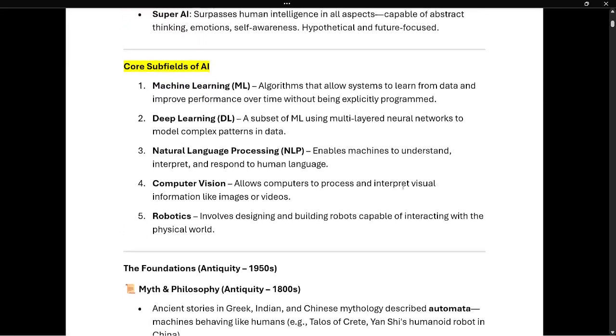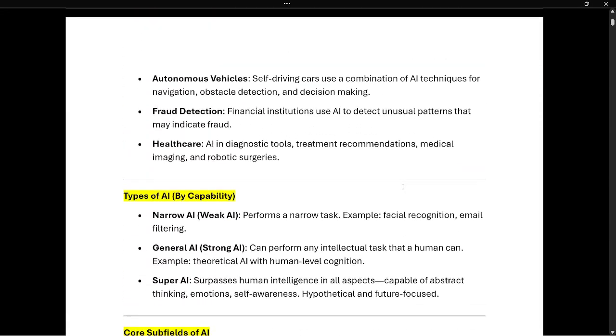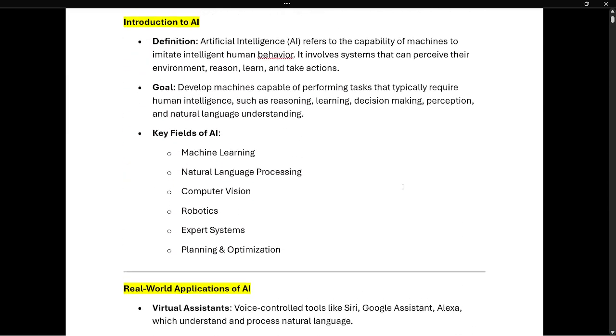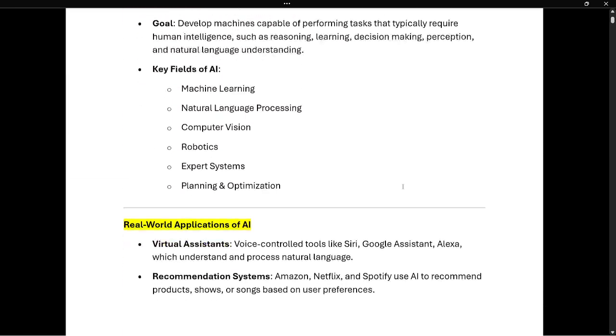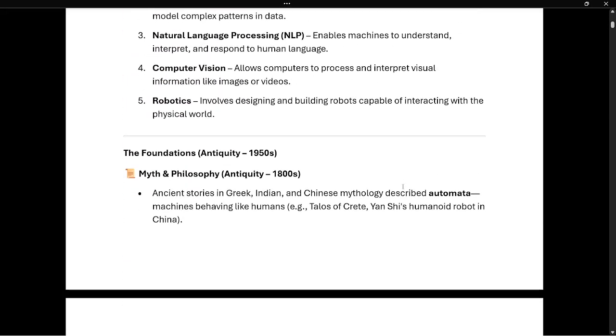Okay. So now we understand the subfields of AI, types of AI by capabilities, real world examples, what are the key fields of AI, what is the definition of AI, what is the goal of AI. Now we will see when AI started.